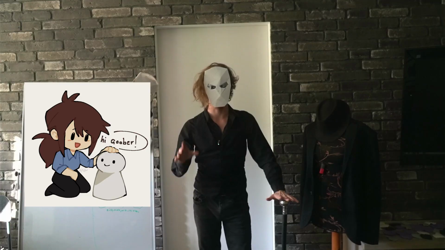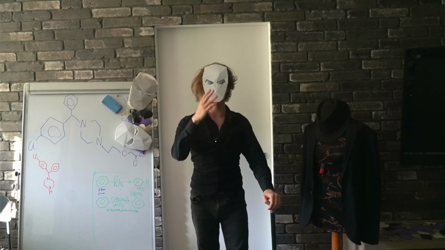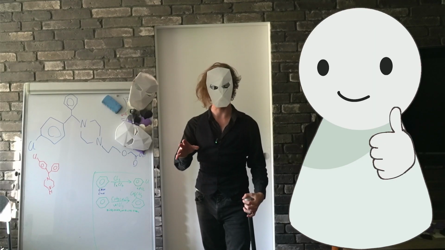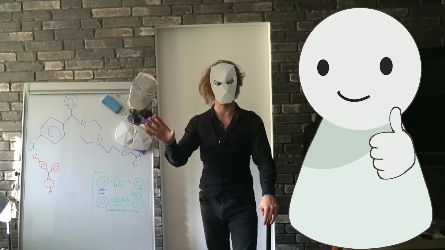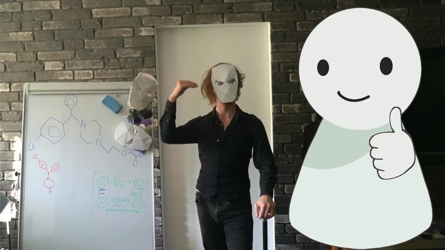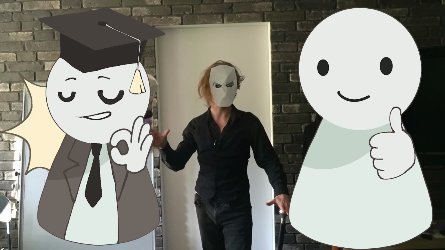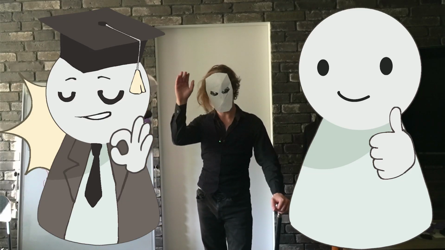How do they work? Basically, every person can obtain one of 9 different GUBs in different subfields. These GUBs represent a different level of qualifications. So the first one is aspiring. Aspiring effectively means you're interested in the topic. That is the lowest one. The highest one is professor, which means you have conducted complex research in the topic. That is the range there.